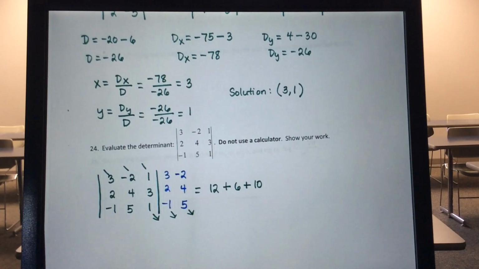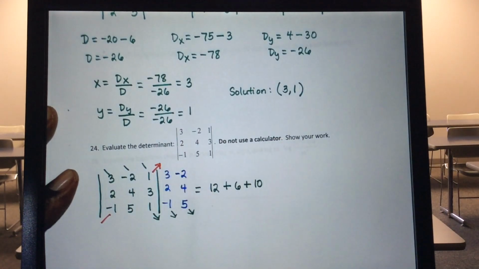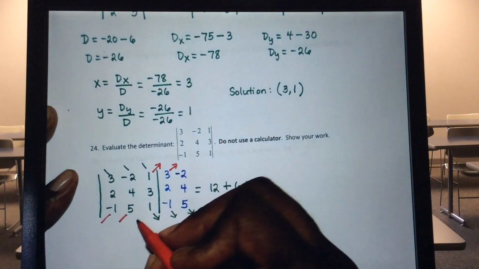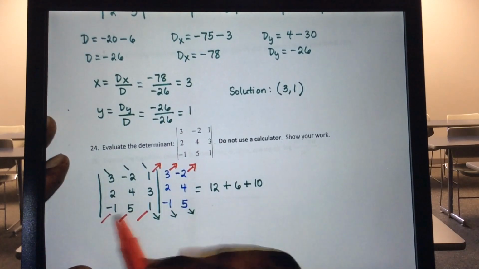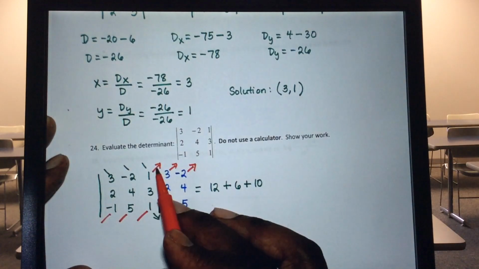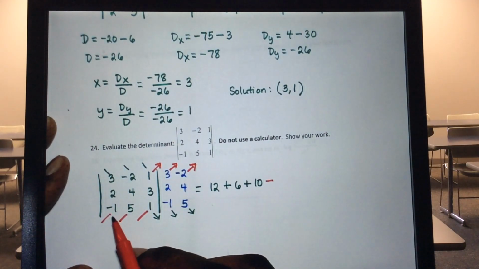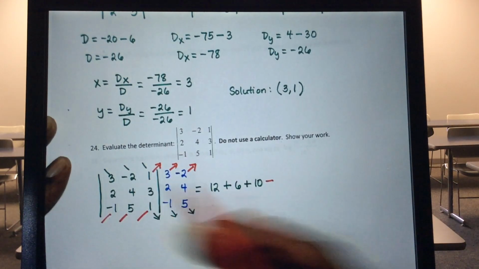And then we're going to subtract the product of this diagonal going from the lower left to the upper right, minus the product of this diagonal, and minus the product of that diagonal, each going from the lower left to the upper right. Let's start with this one going in this direction, the negative 1, 4, and 1. And you can put a minus sign here to make sure that you're going to subtract. Negative 1 times 4 would be negative 4, times 1 would be negative 4.